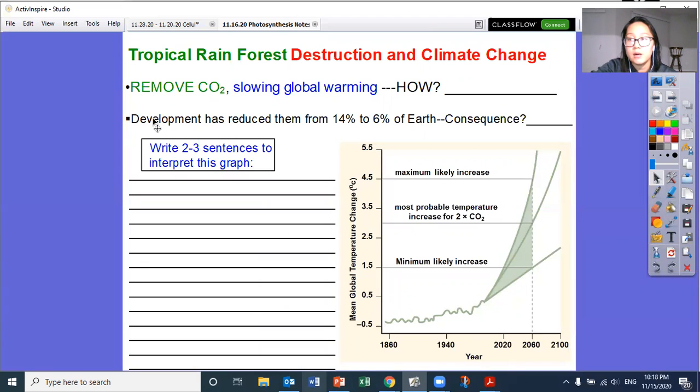So the development of human civilization and building cities and more urban areas for people to live in has reduced forest surfaces on Earth from 14% down to 16%. And what is the consequence of that?